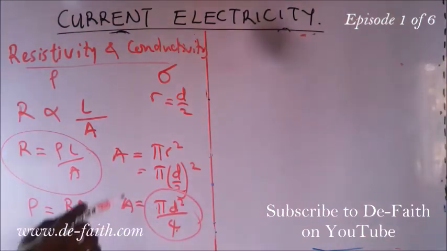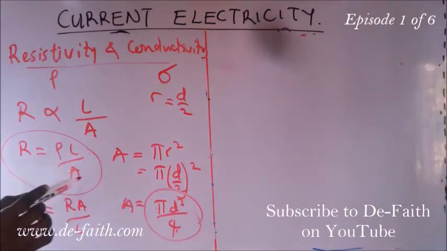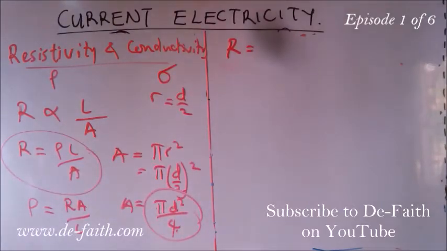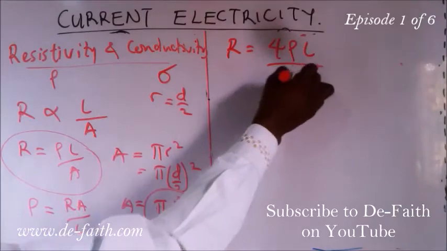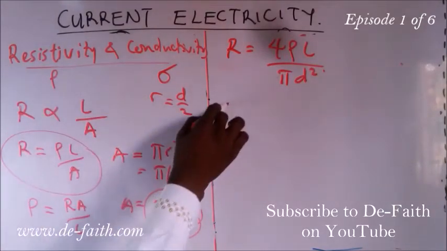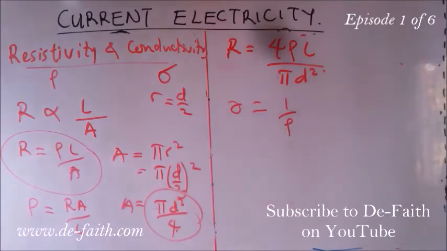Now when you substitute this pi d squared over 4 into this equation, you have resistance is equal to 4 rho L over pi d squared. Talking about conductivity, conductivity is equal to the inverse of resistivity.